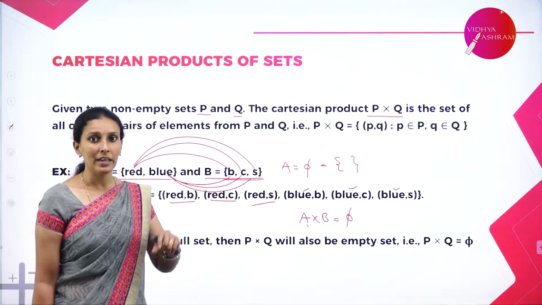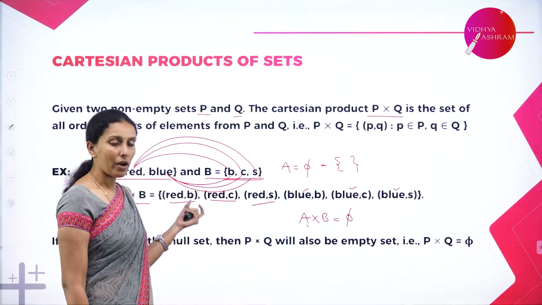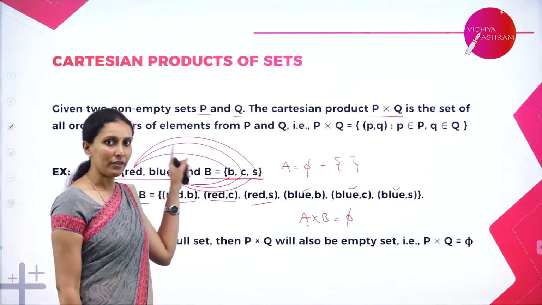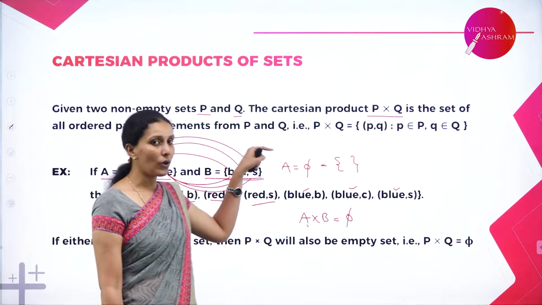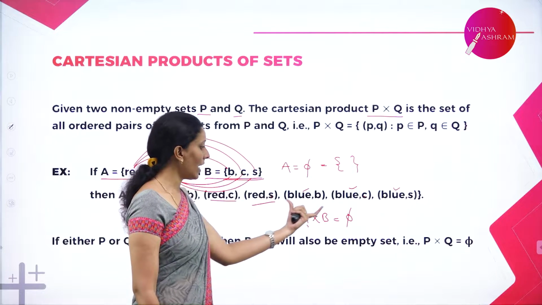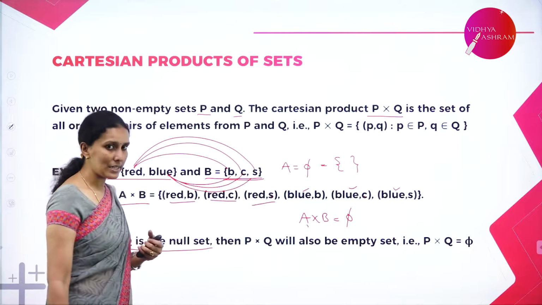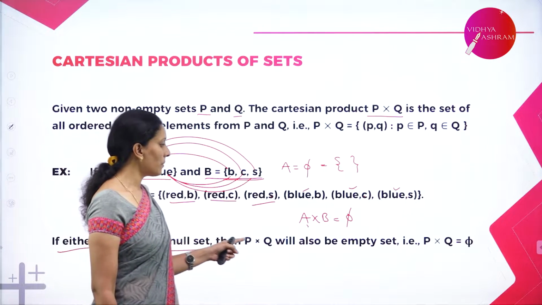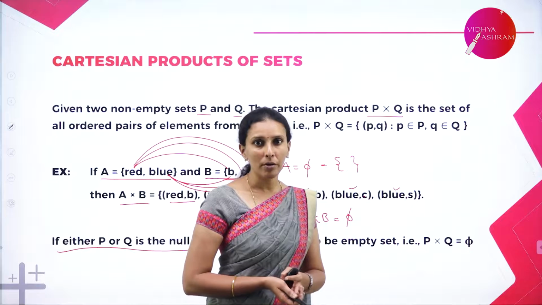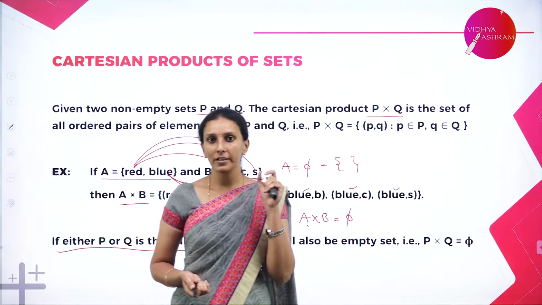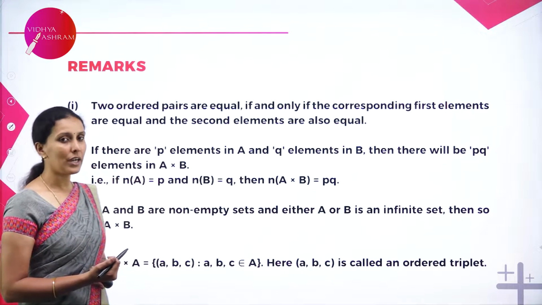The Cartesian product of sets is also a set containing the elements in the form of ordered pairs, where all the first elements belong to the first set and the second element inside the ordered pair belongs to the second set. But here there are no elements to pair. That is why we call A cross B an empty set. So if either P or Q is the null set, meaning the empty set, then P cross Q will also be empty. That is why, for the Cartesian product of any two sets, we always prefer non-empty sets. Now let us study some important points related to the Cartesian product.